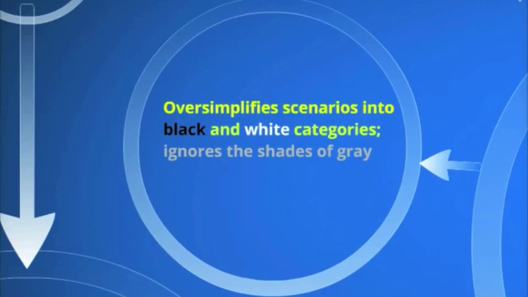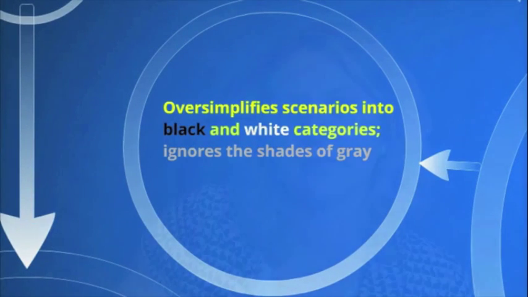The false dilemma fallacy oversimplifies scenarios or decisions into black and white categories, often ignoring the alternatives or the shades of gray. Now let's see if you can spot the logical fallacies used in these examples.